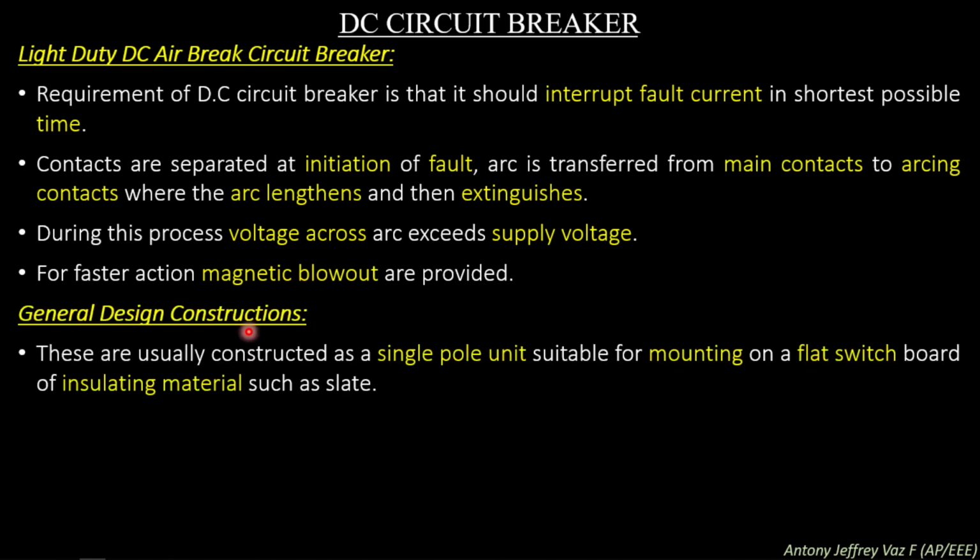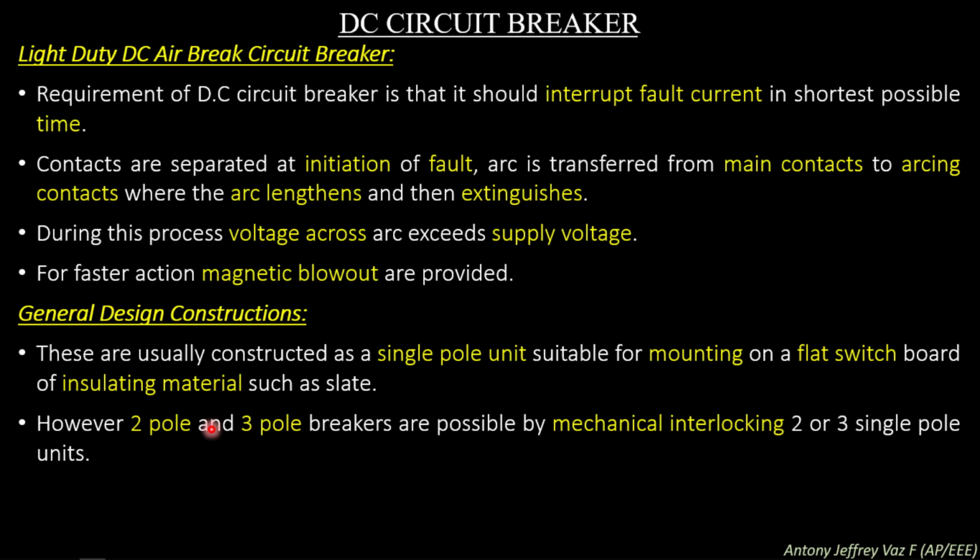General design constructions. These are usually constructed as a single pole unit suitable for mounting on a flat switchboard of insulating material such as slate. So DC circuit breakers are constructed and mounted on a single pole unit as a flat switch. However, 2-pole and 3-pole breakers are possible by mechanically interlocking 2 or 3 single pole units together. So if the breaking capacity is more, then 2 or 3 poles can be interlocked and simultaneously operated by the mechanical interlocking mechanism.